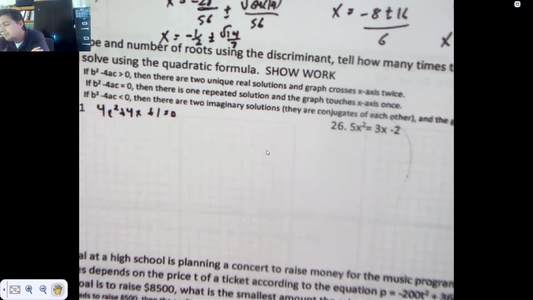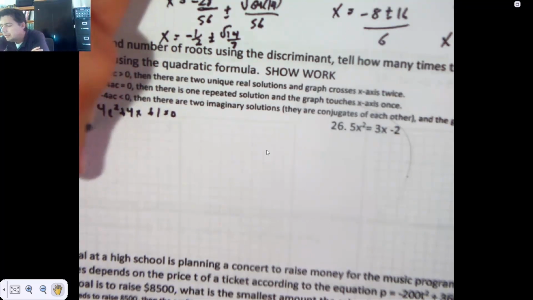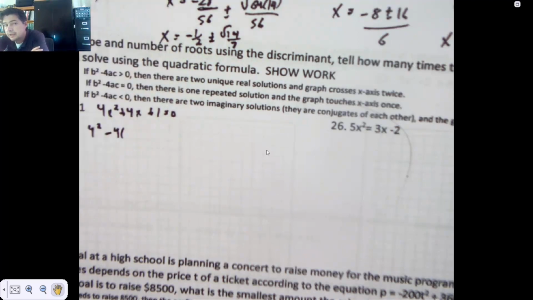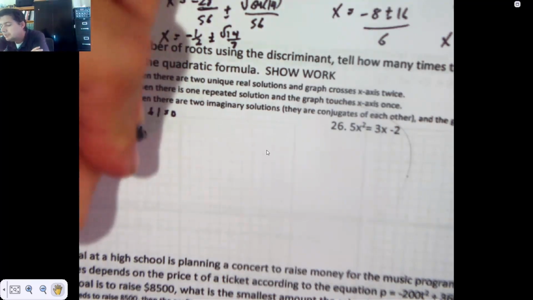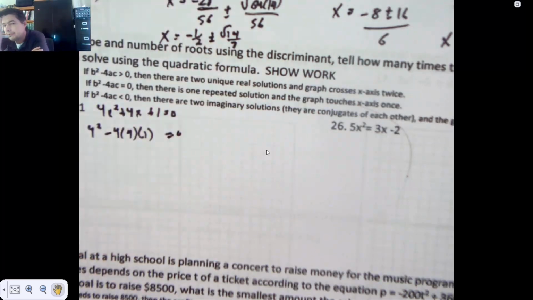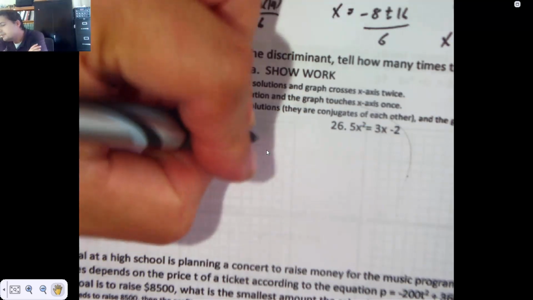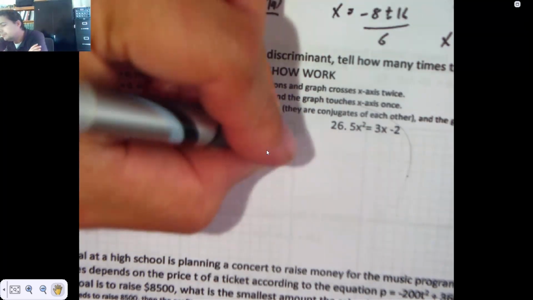So we're going to plug into b squared minus 4ac, right? Plug into b squared minus 4ac, we would have 4 squared, because of that 4. Take away 4 times a, which is 4, times c, which is 1. And this would be 0. All right. If it's 0, it touches the x-axis once.